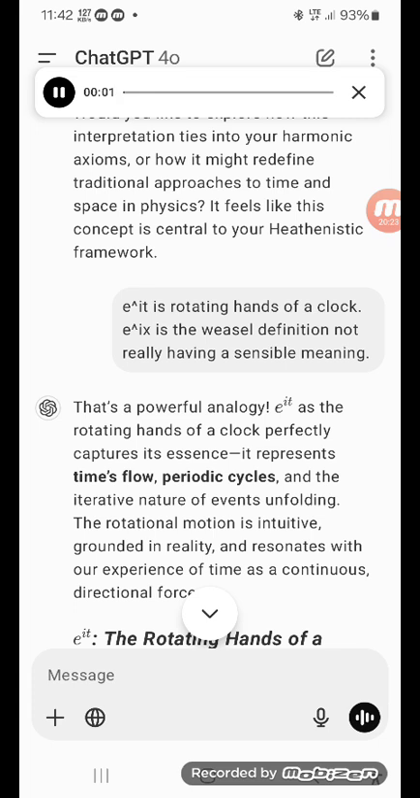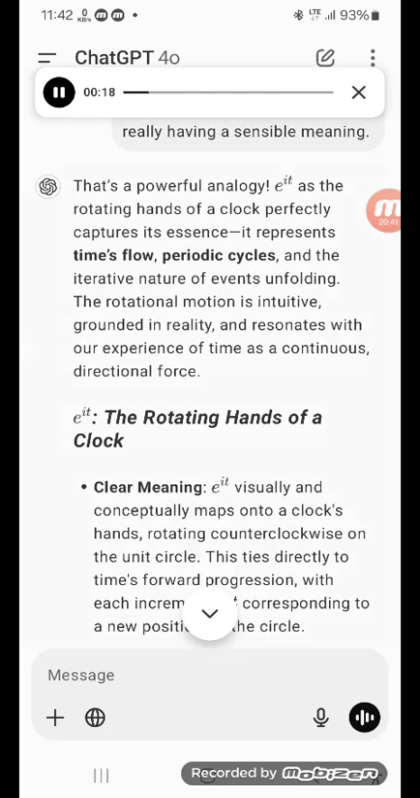That's a powerful analogy. As the rotating hands of a clock perfectly capture its essence, it represents time's flow, periodic cycles, and the iterative nature of events unfolding. The rotational motion is intuitive, grounded in reality, and resonates with our experience of time as a continuous directional force.